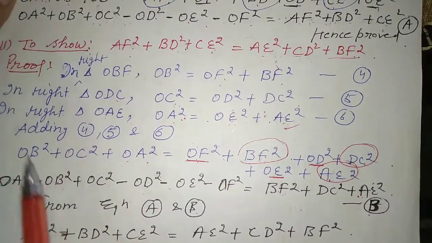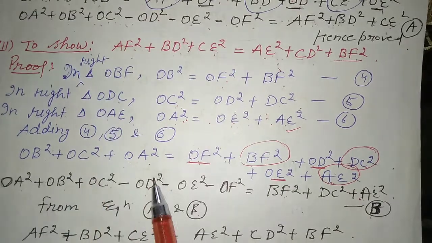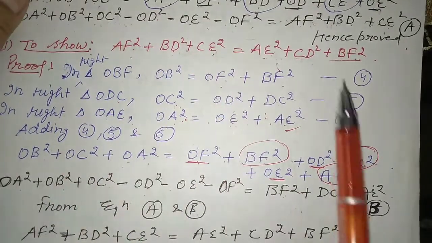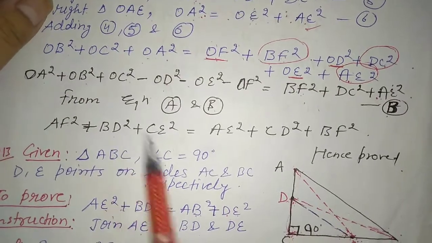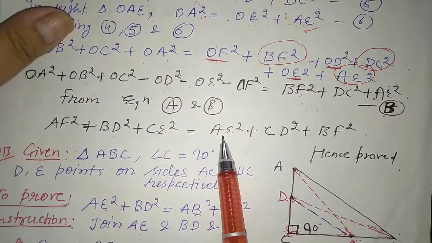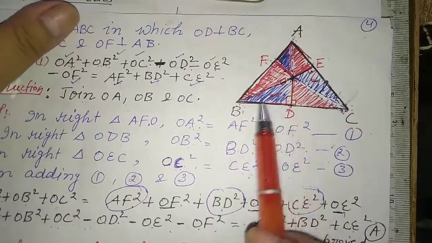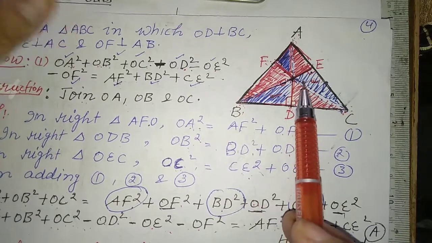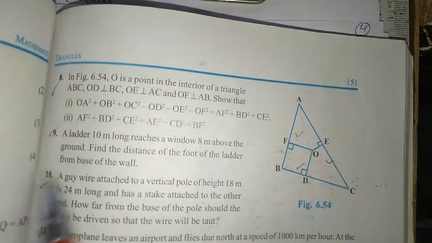The left sides are OA square, OB square, OC square minus OD square minus OE square minus OF square. So if the left sides are equal, the right sides will also be equal. So we can say AF square plus BD square plus CE square is equal to AE square plus CD square plus BF square. So we have to choose the different triangles here, three one time and three the other time. So we will get what we want to prove. So similarly we can solve here.